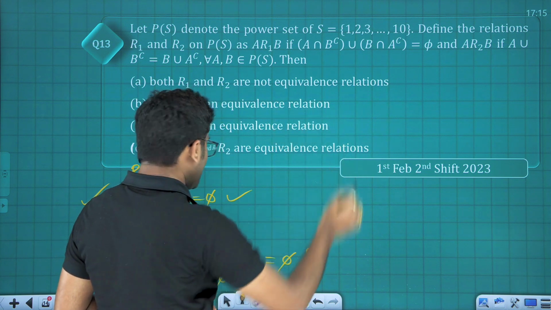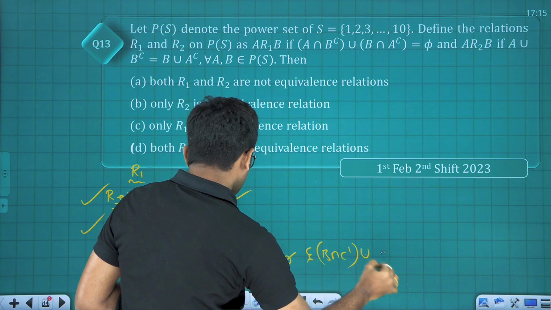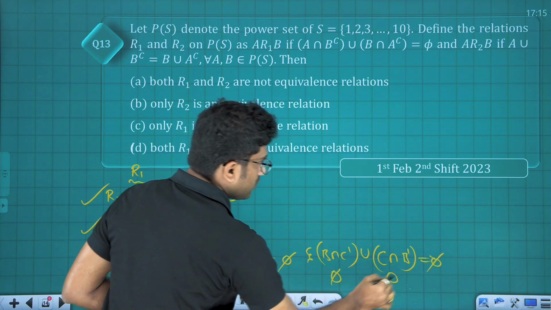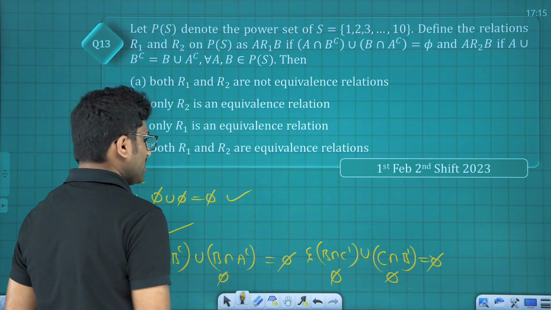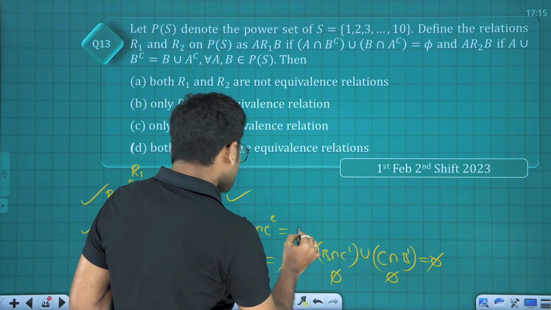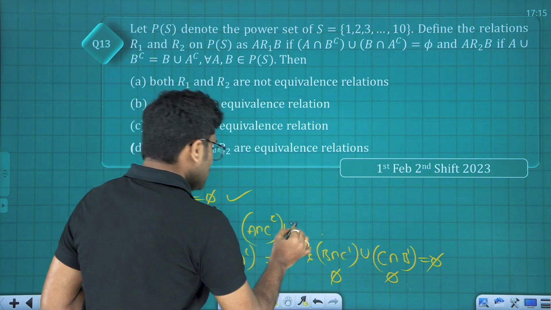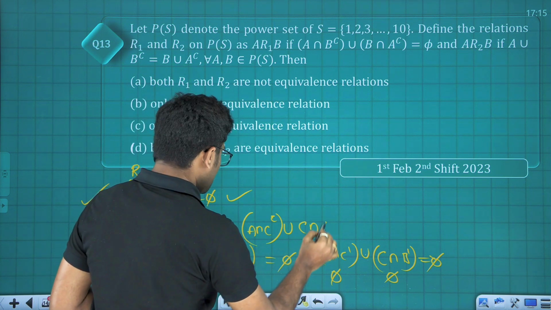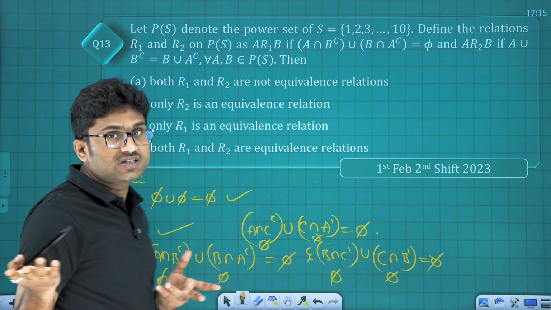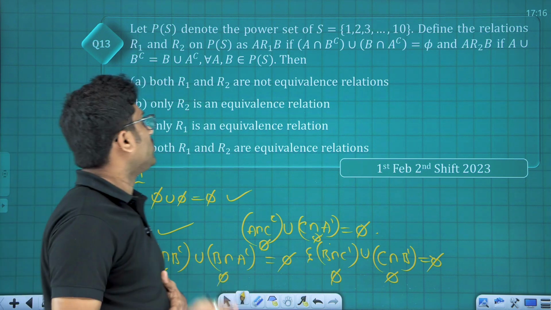And B related to C means B intersection C complement union C intersection B complement is again the null set. That means this is also phi, this is also phi. So clearly, friends, from these two statements we can easily say that A intersection C complement union C intersection A complement is always equal to the null set only, because this is phi, which is nothing but phi. So hence it is reflexive, symmetric and transitive. R1 is an equivalence relation.